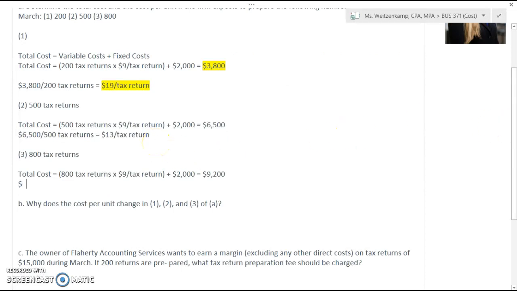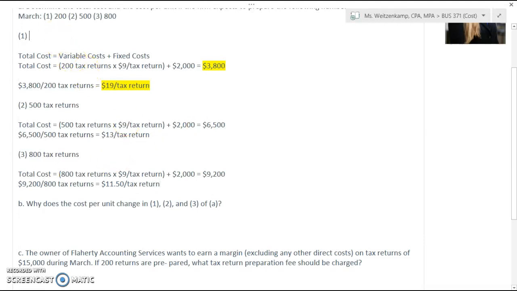So starting off with our total cost, we have $9,200. We divide that by the number of tax returns, which is now 800 tax returns. And we come up with our cost per tax return, and that is now $11.50 per tax return.